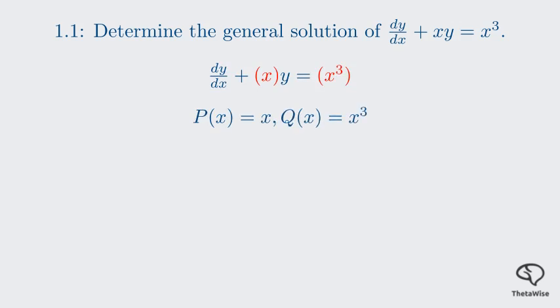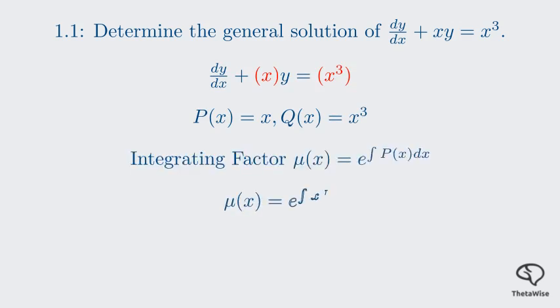Step 2, calculate the integrating factor. The integrating factor mu of x equals e to the integral of p of x, which is e to the integral of x dx. The integral of x is x squared over 2. So our integrating factor is e to the power of x squared over 2. Remember, when calculating the integrating factor, we don't include the constant of integration for the inner integral. We only need one constant for the final solution.